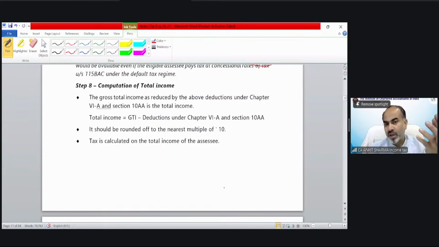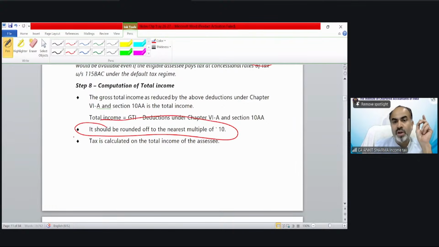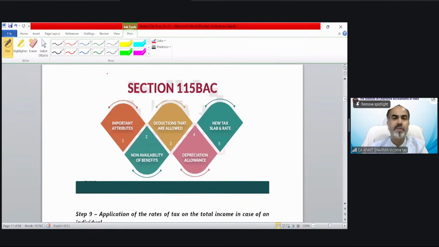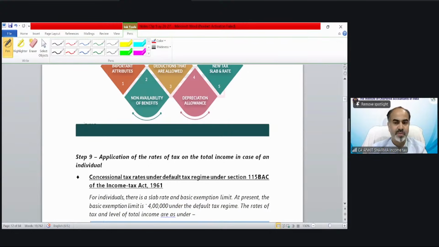Computation of total income. After reducing it, we will arrive at our total income. The total income should also be rounded off to the nearest multiple of 10 rupees. Please remember it. In the examination also, you should follow this. Whatever your total income, please round it off to the nearest multiple of 10 rupees. Clear? Then, of course, the tax calculation, the default tax regime and the optional tax regime.